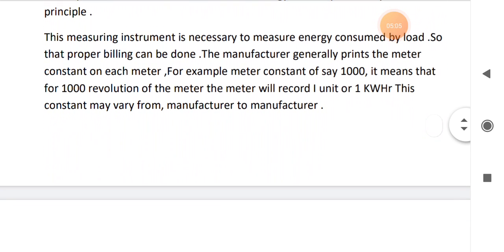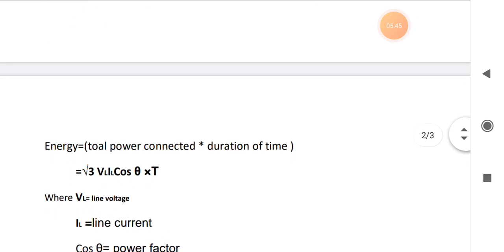The measurement of the instrument is necessary to measure energy consumed by load so that proper billing can be done. The manufacturer generally prints the meter constant of each meter. For example, a meter constant of say 1000 means that for 1000 revolutions the meter will record 1 unit or 1 kilowatt hour. These constants may vary from manufacturer to manufacturer.